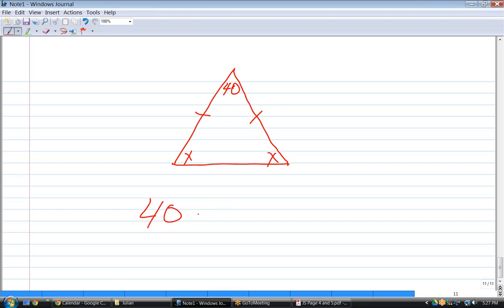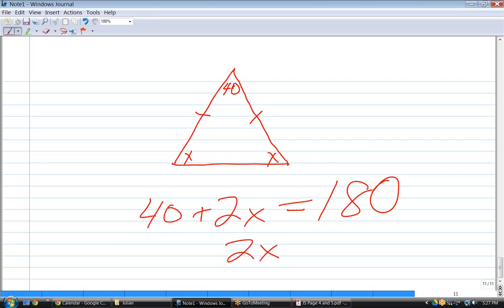40 plus 2x equals 180. Solve that. Next line. Minus 40 from each side. So what's the next line? 2x equals 140. And finally, x equals 70. That's how you solve that problem.